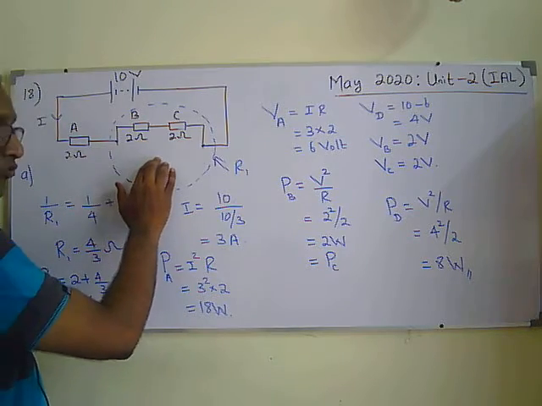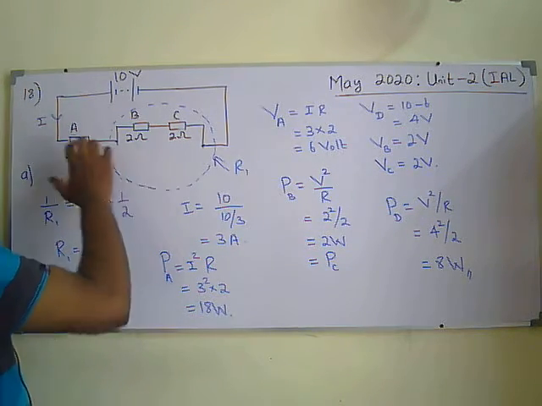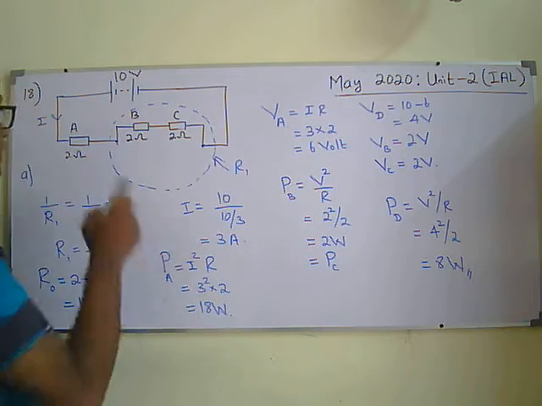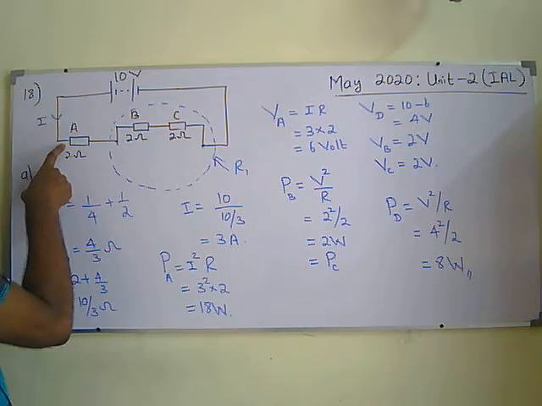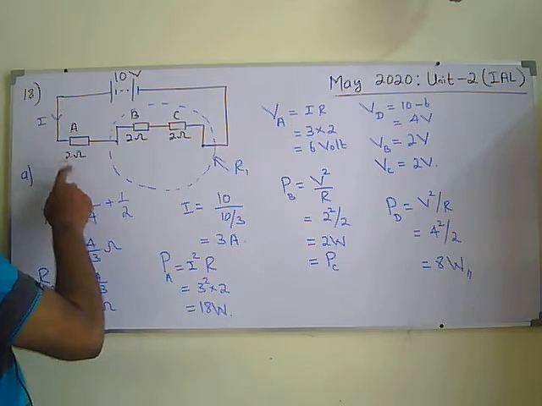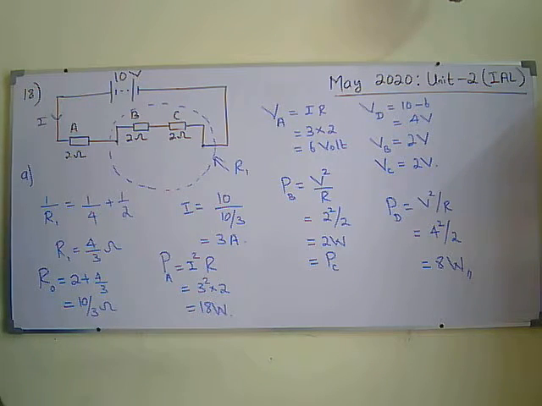When D is removed, the total resistance of the circuit will increase and the current flow will decrease. So current through A will decrease. According to P equal I squared R, the power dissipation in A will decrease. That's the answer for B part.